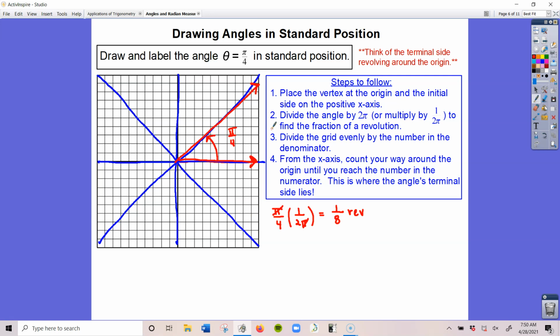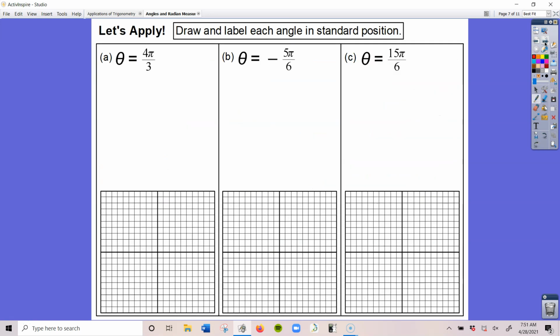So that's why here for steps 3 and 4, it says to divide the grid evenly by the number in the denominator. From the x-axis, you count your way around the origin until you reach the number in the numerator. This is where the angle's terminal side lies. So again, I divided my quadrant here into 8 parts. Then my numerator is 1, so I counted up 1 to the first line.